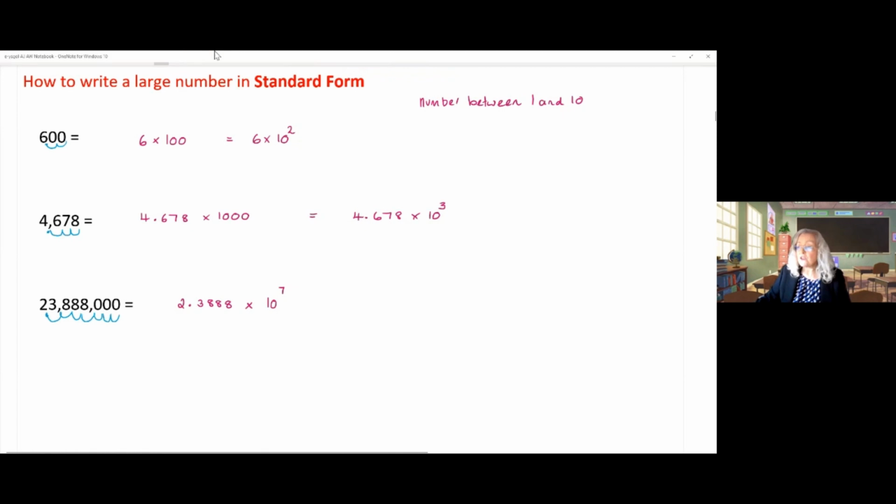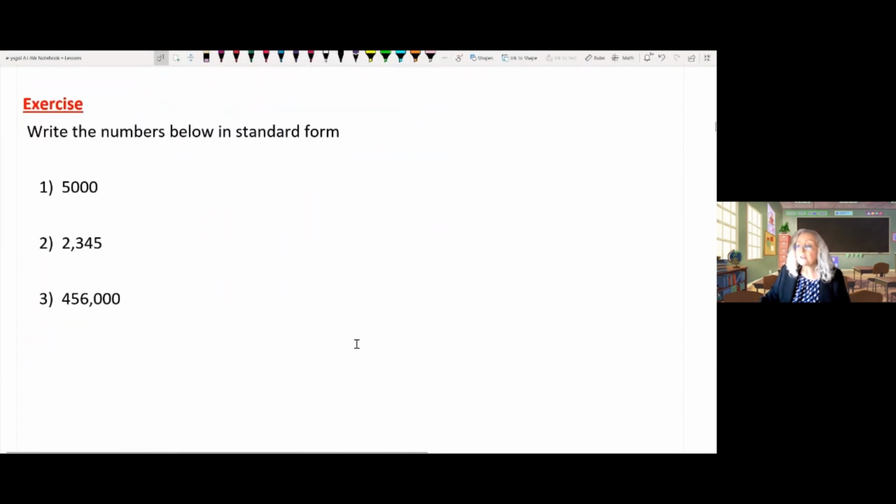Okay, so let's have a go at some of those. So here is an exercise. If you'd like to pause the presentation and have a go at writing these 3 numbers in standard form, please.